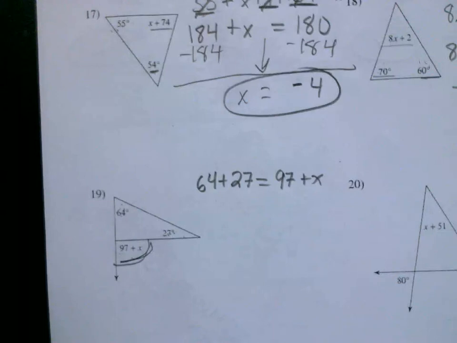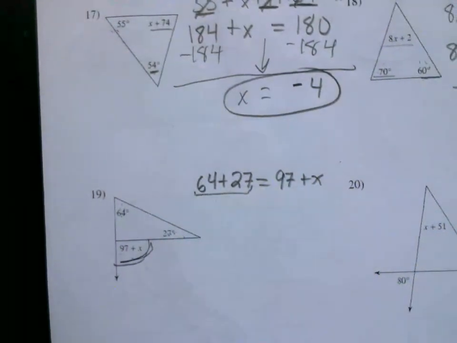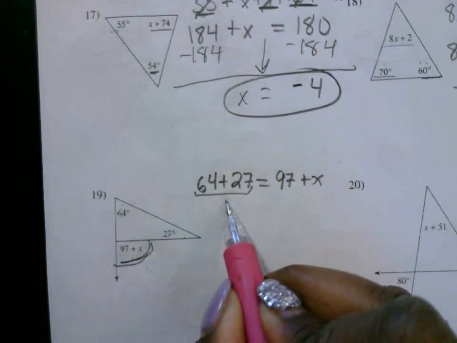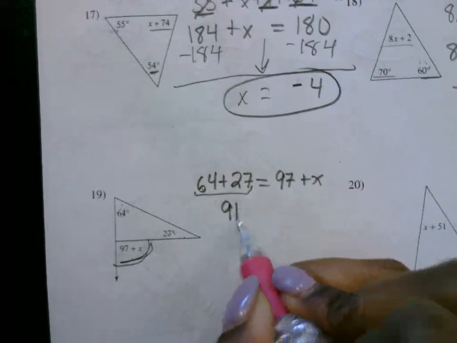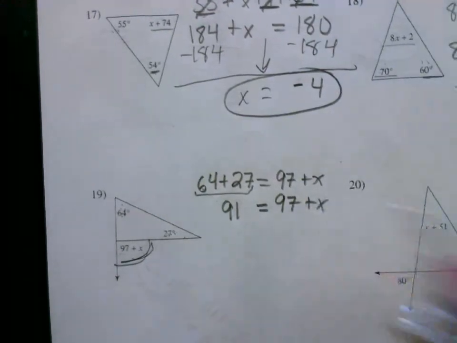So now we're going to solve for x. Let's add this side, let's add those together, combine like terms. What's 64 plus 27? I'll pause to give you some time to type. Okay, so this gives you 91. Bring down the equal. Bring down the 97 plus x.